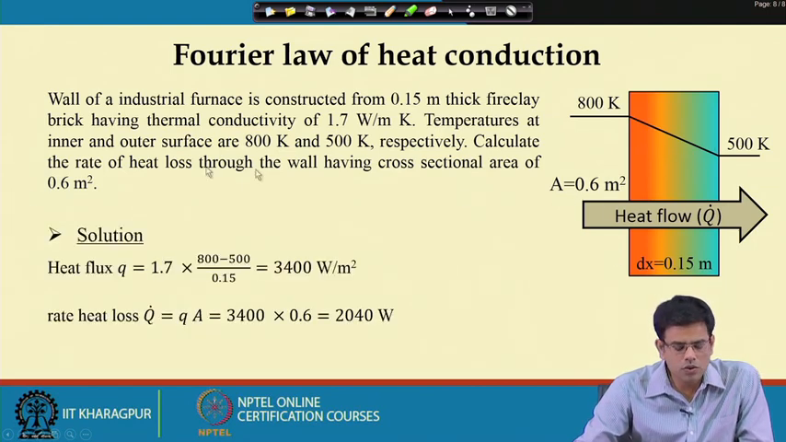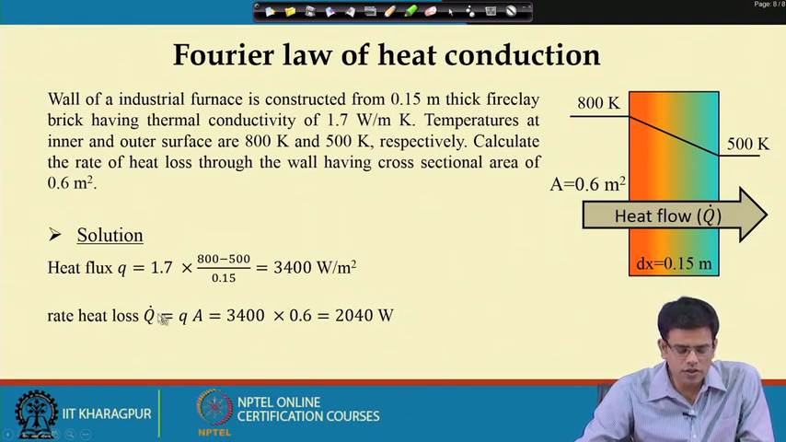If I compute the heat flux, it is essentially the conductivity, which is 1.7, times del T by del x. Del T is 800 minus 500, a 300 degree temperature change, and del x is 0.15. This gives me the heat flux of 3400 watt per meter square.